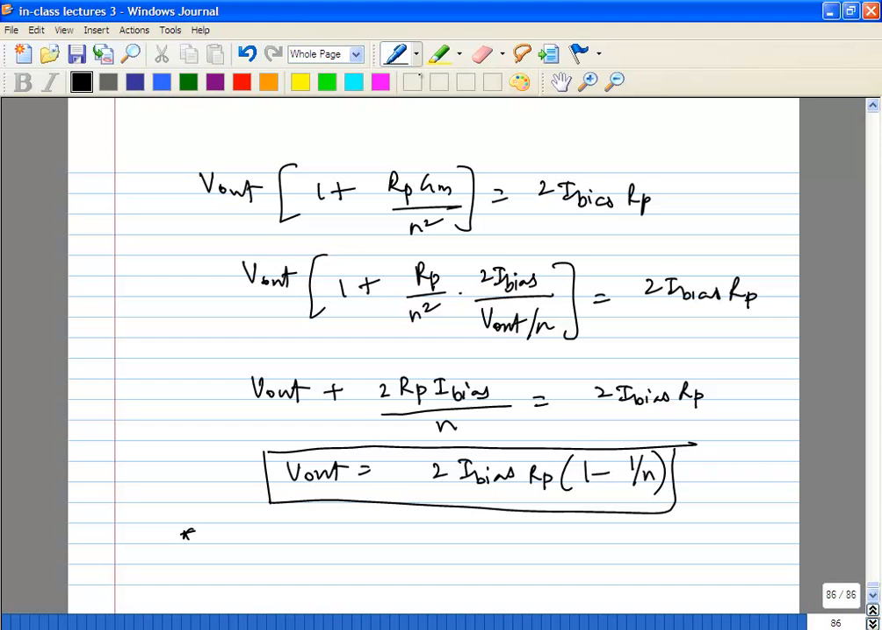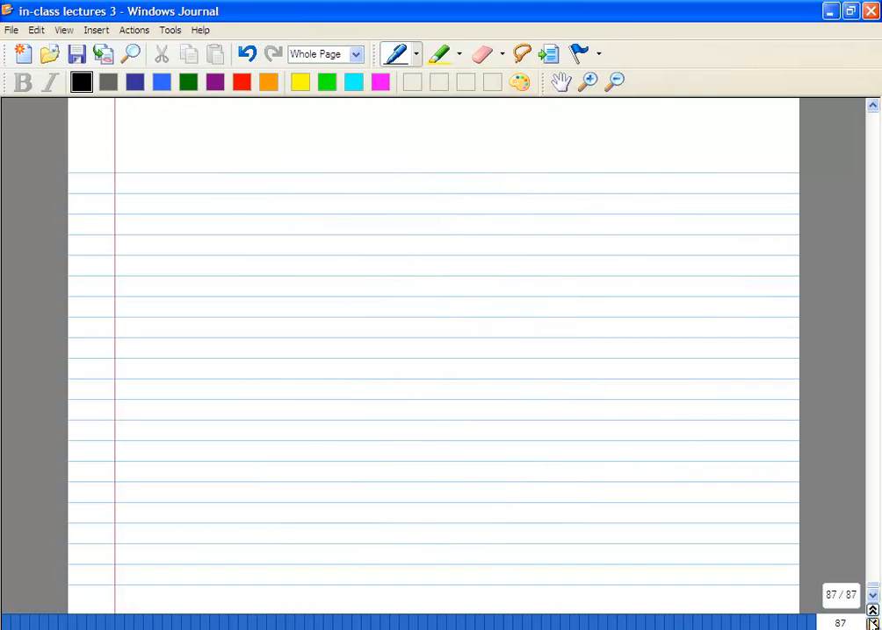Of course, the last thing to remember, for startup, so let's say the oscillator is starting up, you should remember that you use the small signal GM, not the large signal GM. Just make sure for your small signal loop gain.